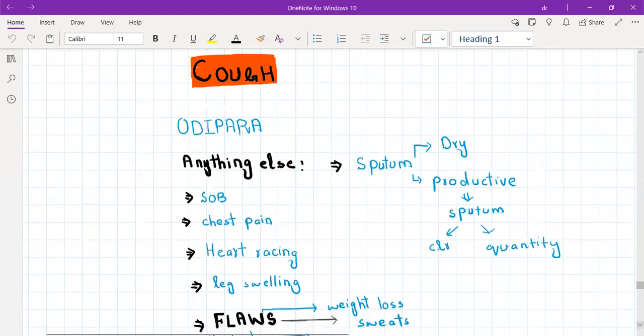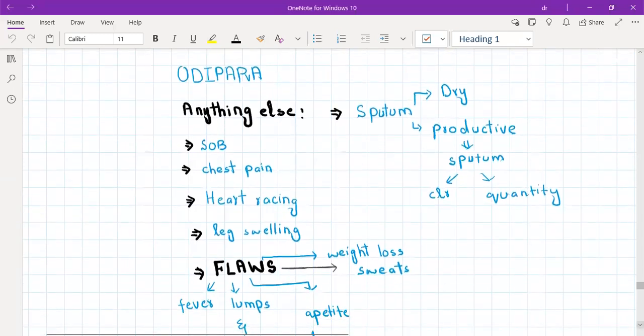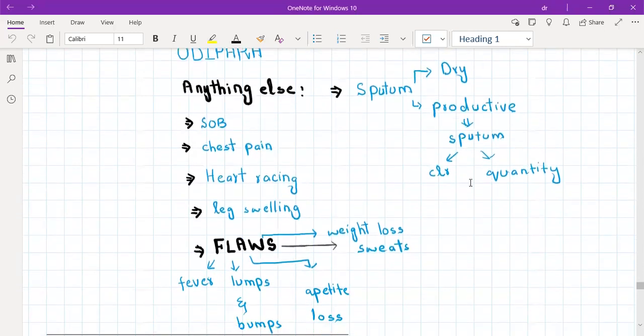Also, you will ask about the timings of the cough, and other than that, you will ask about shortness of breath, chest pain, heart racing, leg swelling, to rule out other differentials. So if the patient has cough and chest pain and heart racing, and there is leg swelling, we will think about pulmonary embolism. However, it is rare for pulmonary embolism to present with cough, but you still have to exclude it, right?